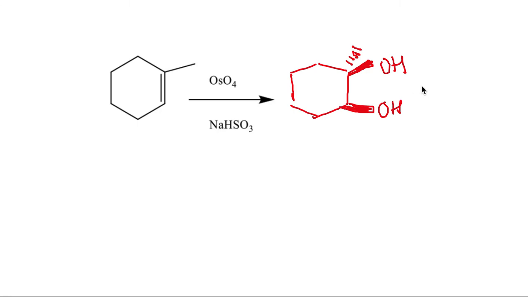Remember that the two OHs can either come from the top, the two of them, or they could both come from below. So we can also get this molecule right here, which is the equivalent, right? So either the osmium tetroxide attacks the alkene from the top, giving us the two OHs as wedges, or it attacks it from below, giving us the two OHs as dashes.